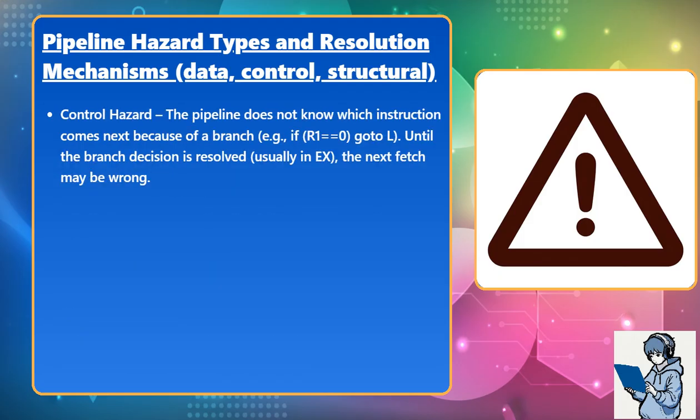Control hazard: the pipeline does not know which instruction comes next because of a branch. For example, if R1 equals 0, go to L. Until the branch decision is resolved, usually in X, the next fetch may be wrong.